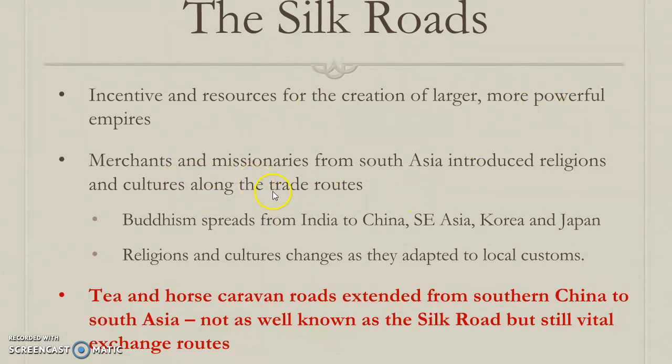Merchants and missionaries are the ones who are taking not only goods, but cultural beliefs with them. So Buddhism spread from India to China, Southeast Asia, Korea, and Japan, and it changed as it spread. So once Buddhism got to China, it became Mahayana Buddhism. When it got to Japan, it became Zen Buddhism. There were other trade routes as well. There were the tea and horse caravan roads. They were not as well known as the Silk Road, but they were still very important.